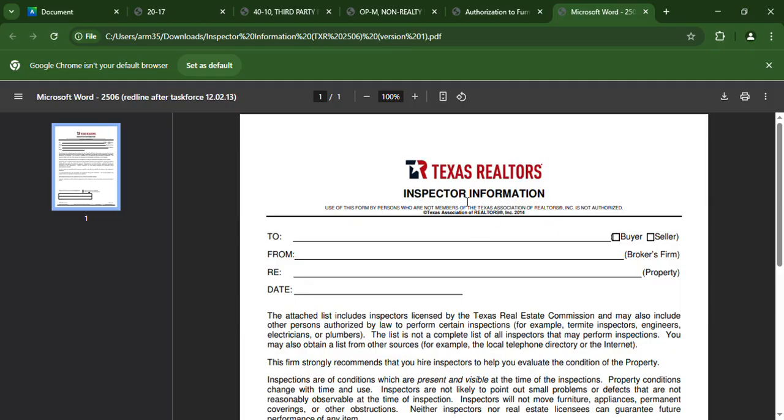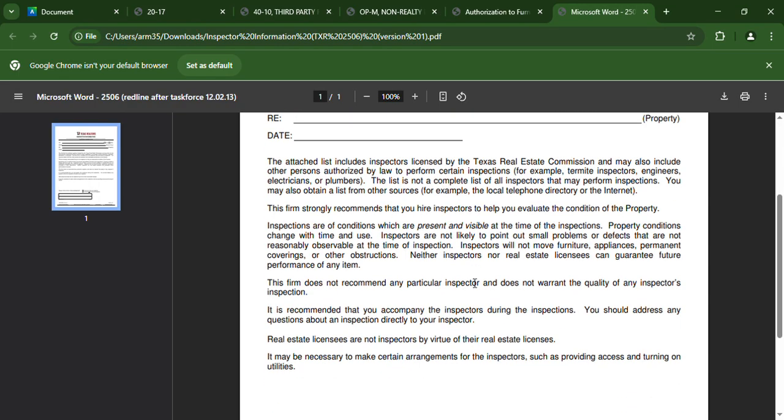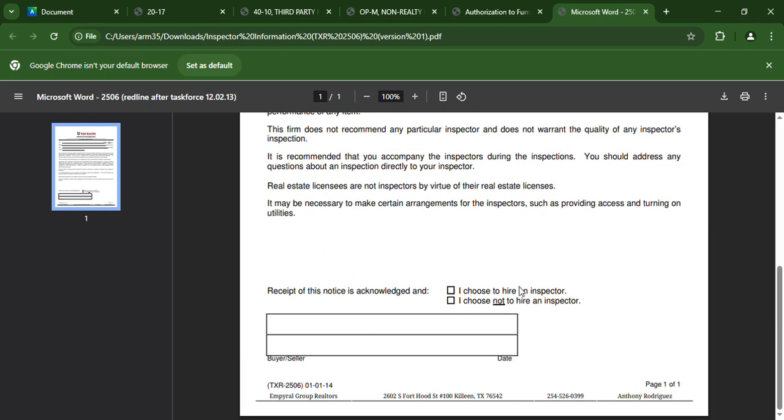And inspector information: this will be to you, the buyer, from our brokerage for this property. This will be the date. This basically says that we provide a list of different inspectors you can use, and whether you choose or not to hire one is up to you, but this is just a list we recommend. You don't have to use any of these, but we've got to say that we presented this to you, and you just have to sign here. Here's the date.